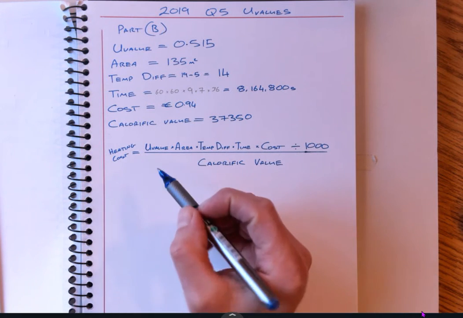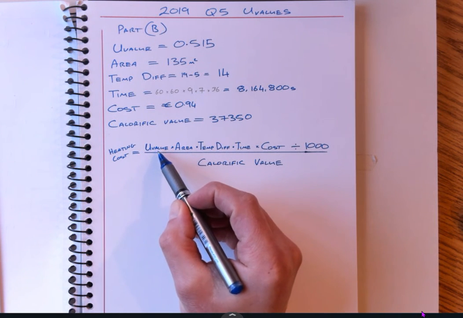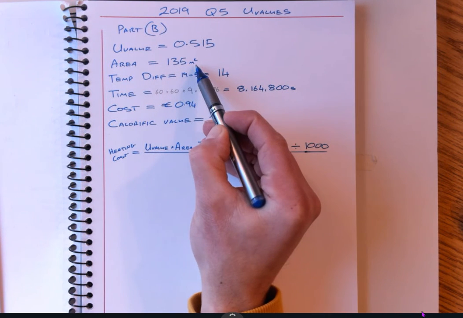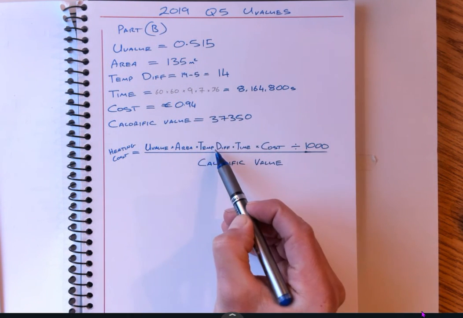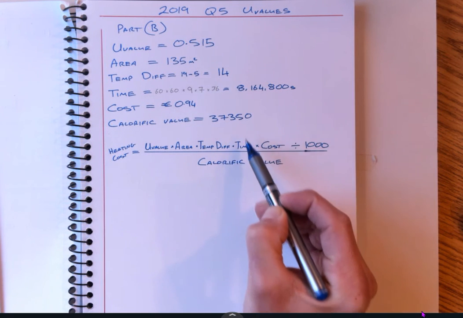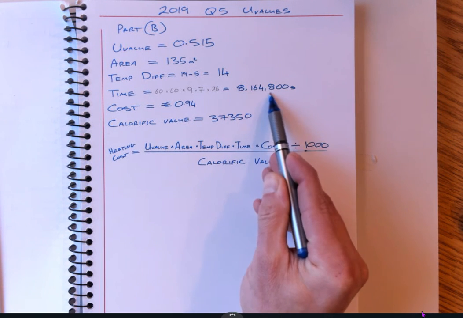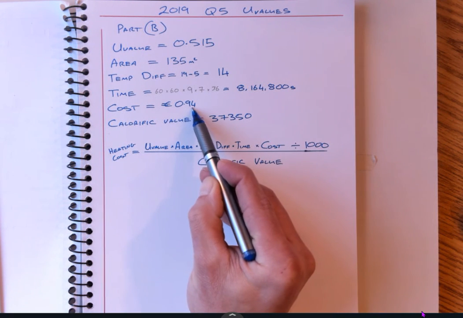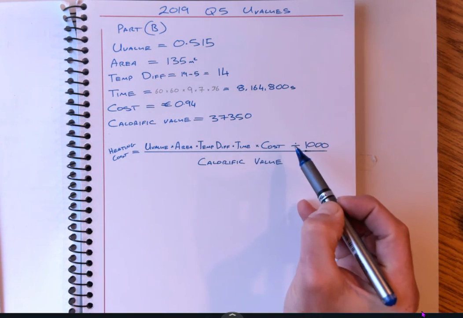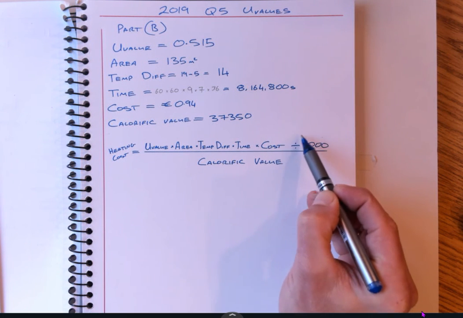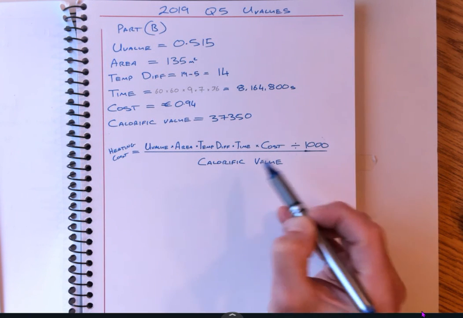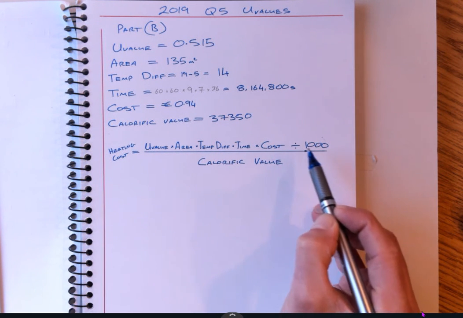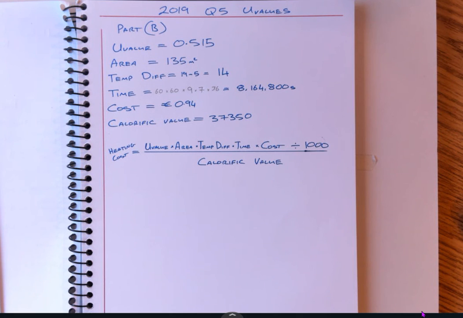At this stage we just start to sub in our values. So the U value is 0.515. The area, 135 metres squared. Temperature difference of 14. Time is our 8,164,800. The cost, 0.94, and we're going to divide all of that by 1,000. After that we'll divide it by the calorific value. So I'll do the top line first and then we'll divide it by the calorific value.